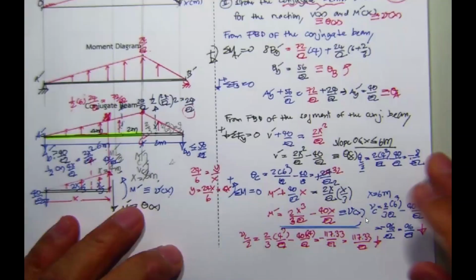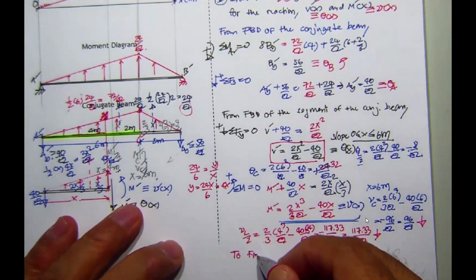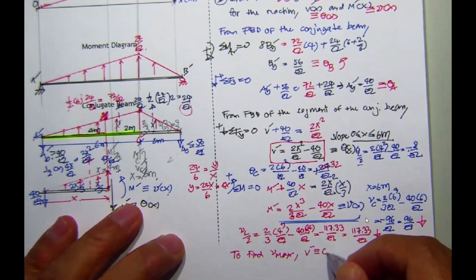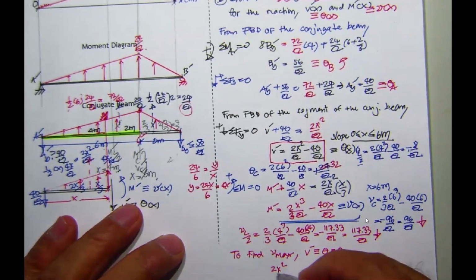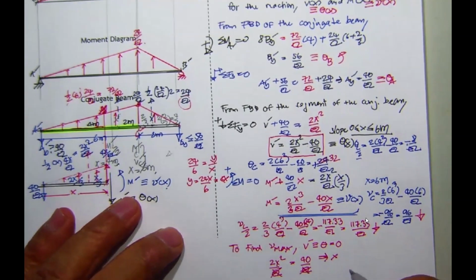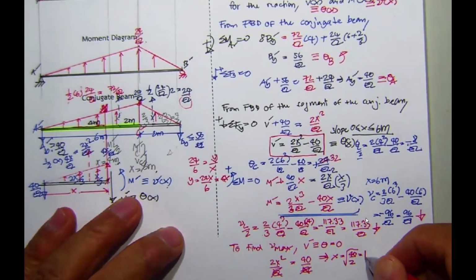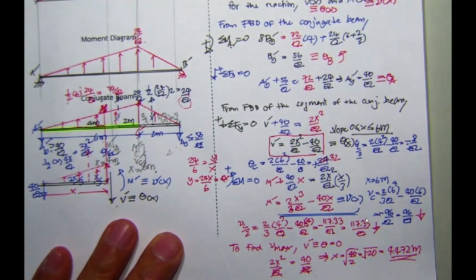Now you come to this equation, and then you have to find V max. To find V max, V prime, equivalent to theta, equals 0. So this equation is 2x squared divided by EI, and it's going to be equal to 40 over EI. So you will get x equal to 40 divided by 2, and then the square root, you get the square root of 20. That's going to be 4.472 meters. This is the location for Vmax.